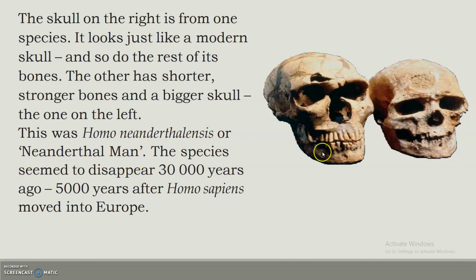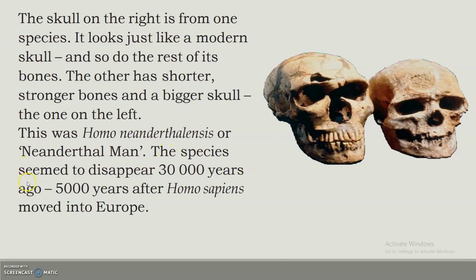So the one on the left, you can see a different type of skull. That is how we understood that two different types of species lived there. Two different skulls, two different fossils are available. You can see it on the screen. One is exactly similar to that of modern man, just like our skull. But the other one is a little bit different. Its skull is big and its bones are stronger. The scientists have named that species Homo neanderthalensis. They were commonly known as Neanderthal man.